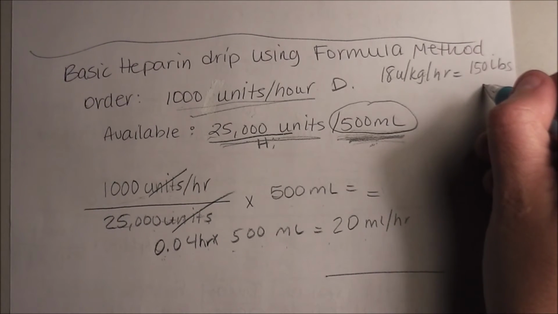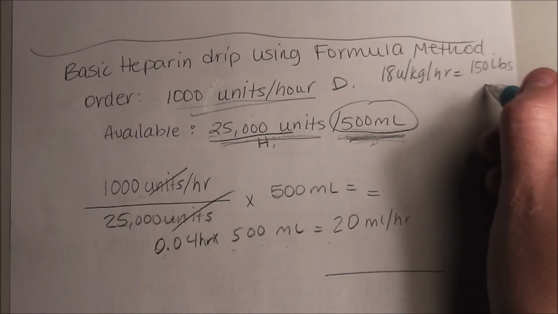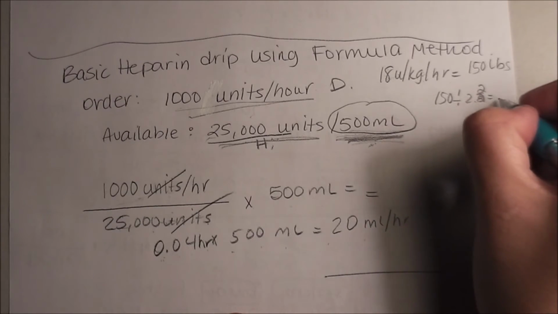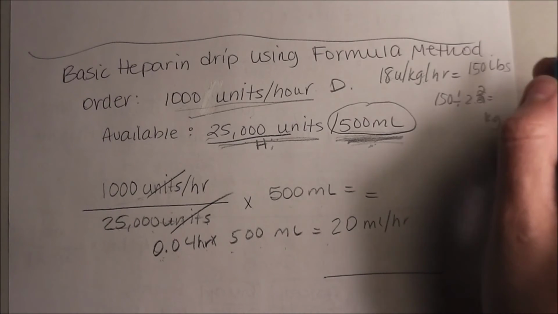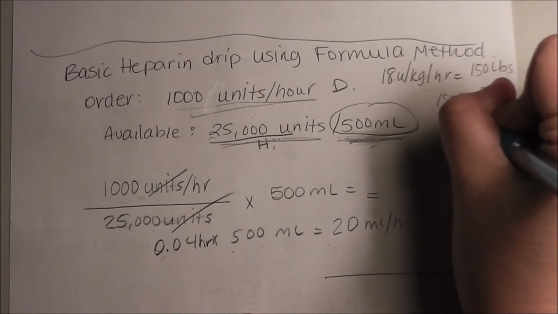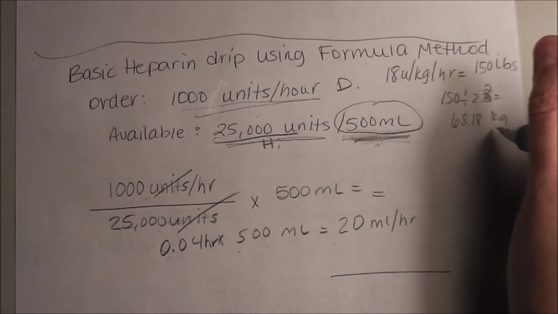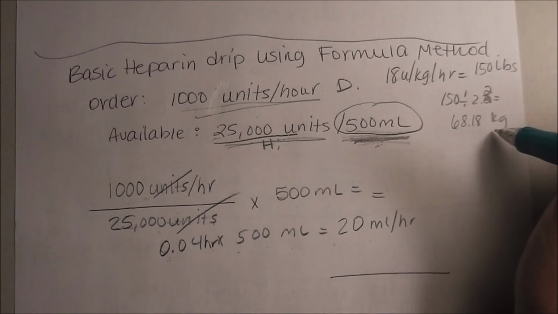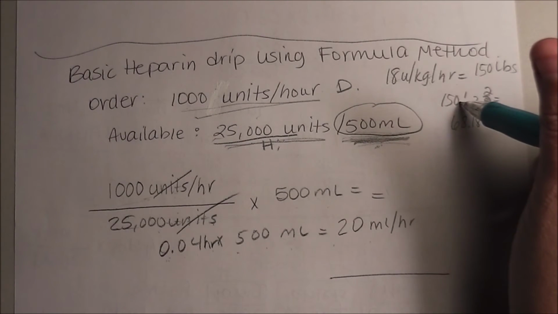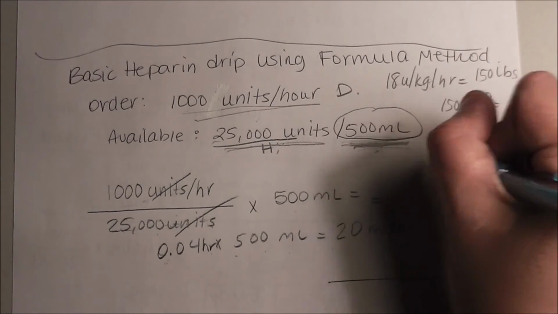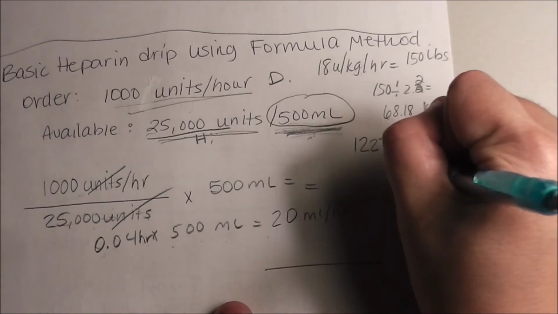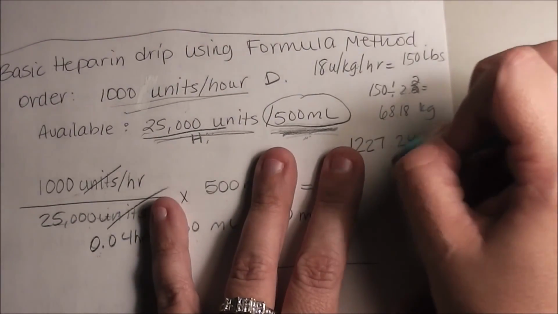I always say I like my weight better in kilograms because the number is smaller. So you have 150 divided by 2.2 equals how many kilograms? It wasn't a good choice, but 68.18. So a 150 pound patient weighs 68.18 kilograms. If you have to figure out how many units 18 units per kilogram is, you would take that 68.18 and multiply it by your 18 units. This is a weird number, you probably won't get a number exactly like this on your test, but in real life it's possible.